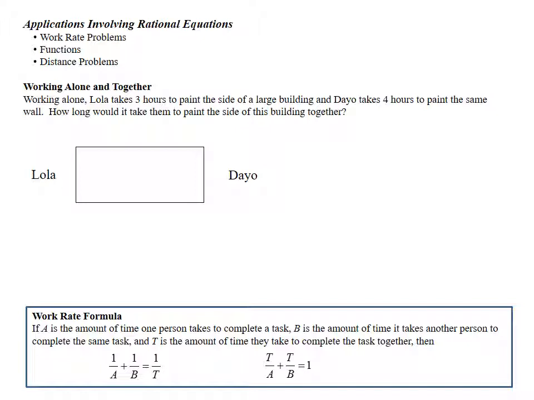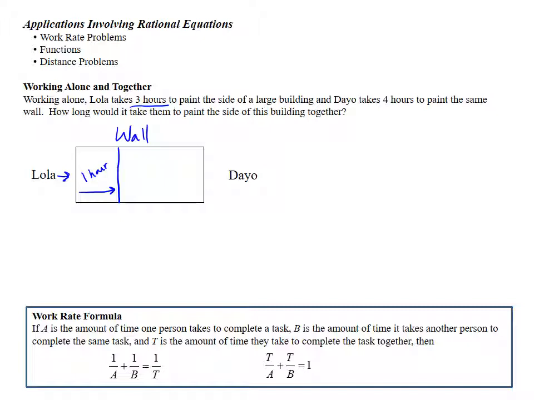So we can kind of draw that out. I chose a building because it's easy to draw a rectangle and think of that as the side of the wall. So let's say this is the wall. Lola takes 3 hours to paint the whole wall. So if you imagine her starting from this side, she's going to get a third of the job done in 1 hour. So in 1 hour, she gets this much. She's a third of the way through the wall.